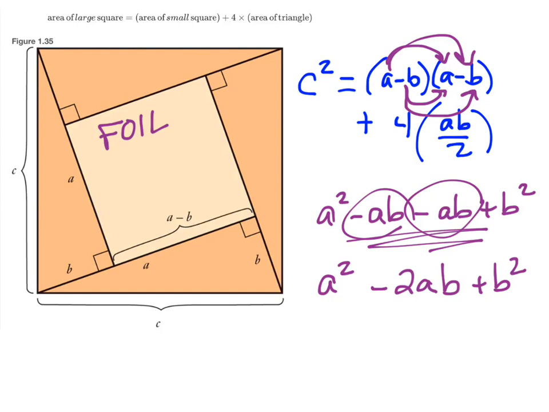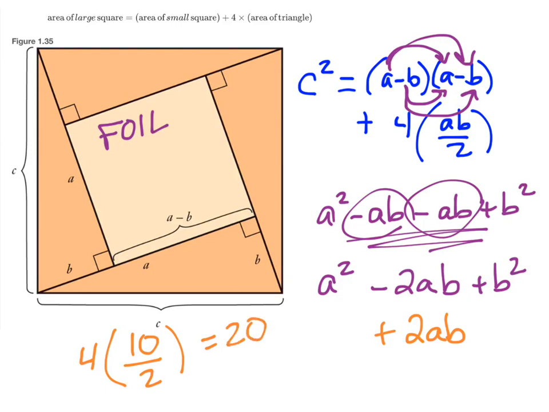And then this second bit, we have 4 of these triangles. So we have a times b, and we multiply that by 4 and divide it by 2. That's the same thing as just multiplying ab by 2, so plus 2ab. If you're not convinced of that, you can take a number like 10. If you divide that by 2, you get 5, and if you multiply that by 4, you get 20. That is just 2 times the original number 10. So that's why we have 2ab.